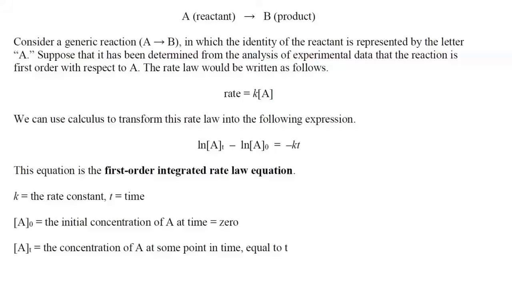We can use calculus to transform this rate law into the following expression. This equation is called the first-order integrated rate law equation, where K is the rate constant, T equals time, the concentration of A, subscript 0, is the initial concentration of A at time 0. The concentration of A, subscript T, is the concentration of A at some point in time equal to T.